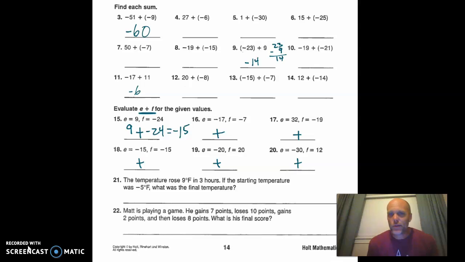I would like for you to do number 21 and 22. Break it down one little thing at a time. Focus on the question at the end. And email your teacher with any questions you have.